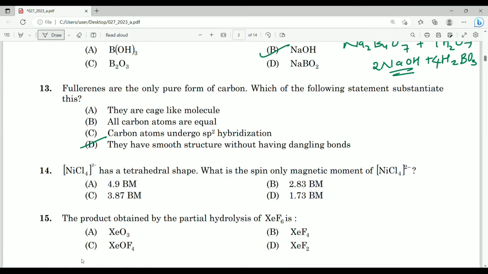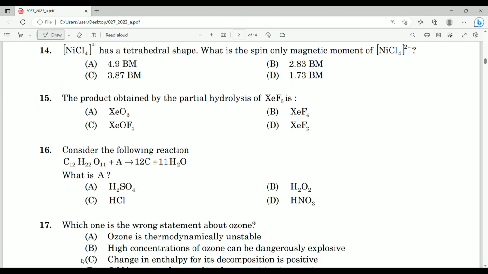14th question. NiCl4 2- has a tetrahedral shape. What is the spin-only magnetic moment of NiCl4 2-? NiCl4 2- means Ni2+. That means d8 configuration, 3d8. So it is high spin. 1, 2, 3, 4, 5, 6, 7, 8. So 2 unpaired electrons are there.